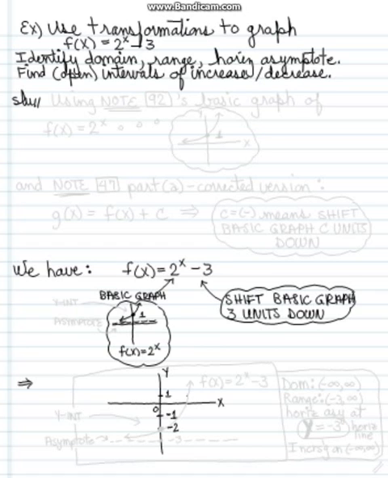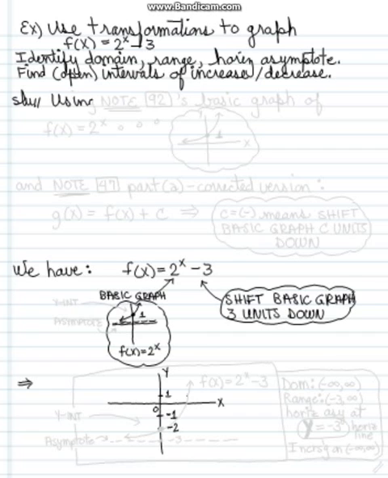Here we're asked to use transformations to graph f of x equals 2 to the x power minus 3, identify the domain, range, horizontal asymptotes, and find the open intervals of x values where the function is increasing or decreasing. Solutions. Part of it's already written, but we'll get to that eventually.